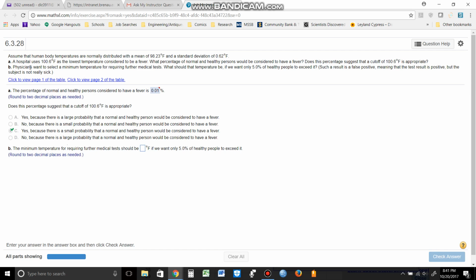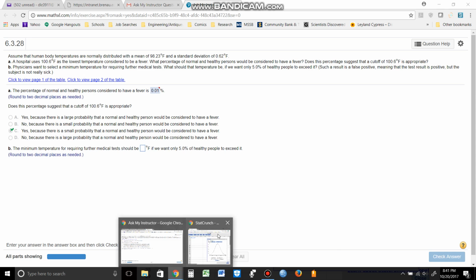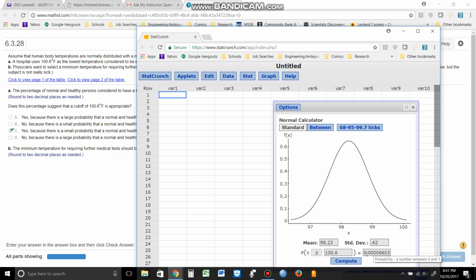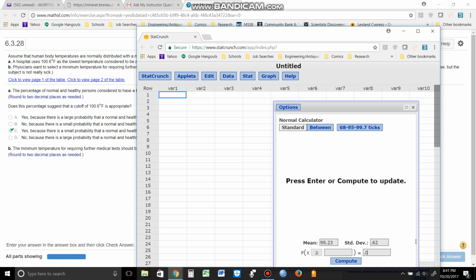Let's look at the second part of the question. Physicians want to select a minimum temperature for requiring further medical tests. What should that temperature be if we only want 5% of healthy people to exceed it? So go back to StatCrunch now, and now I'm going to change this value here to 0.05 since it's 5%.